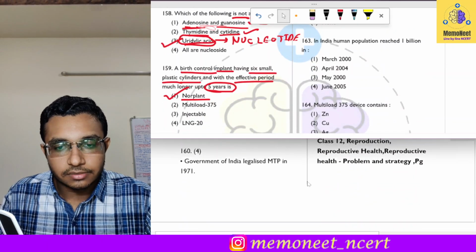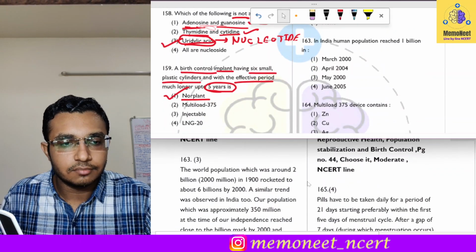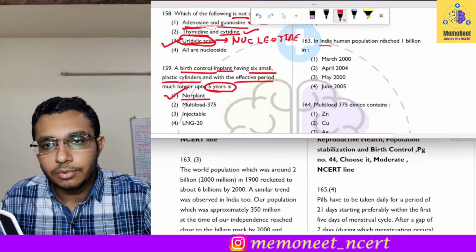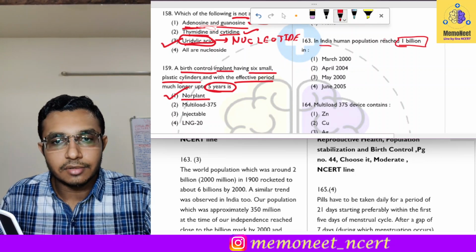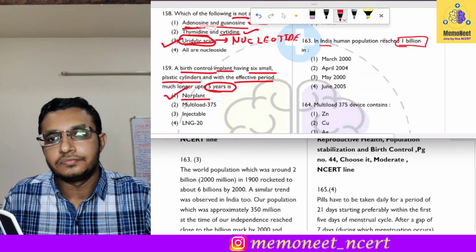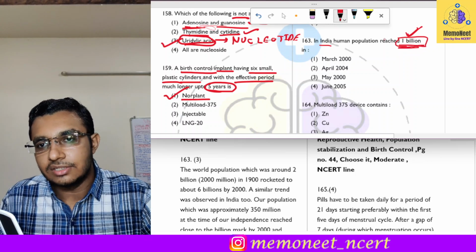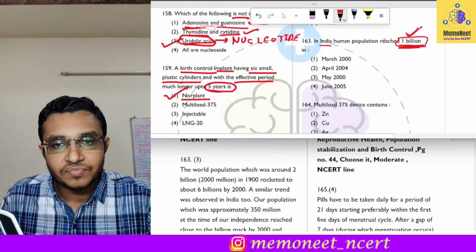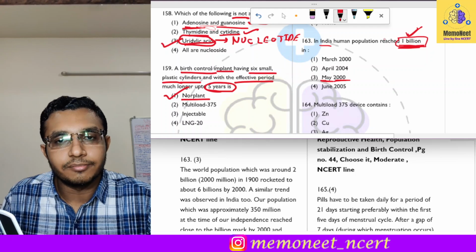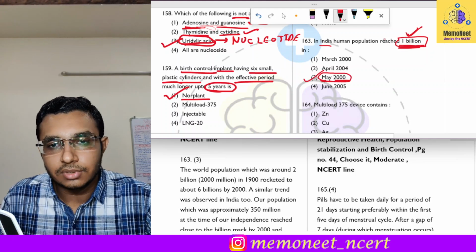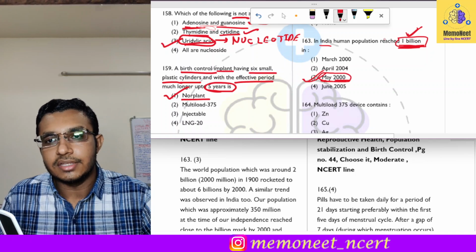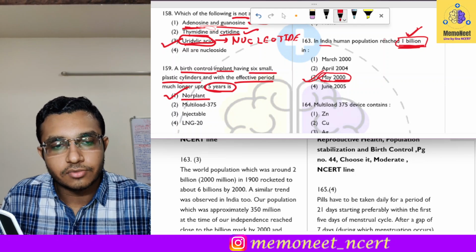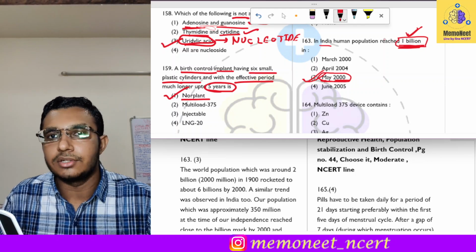Moving on to the next question, that is question number 163. It states that in India, the human population reached 1 billion in which month and which year? India achieved this milestone of 1 billion population in the year 2000 and in the month of May. So in the month of May 2000, India reached the population of 1 billion people. The correct answer of this question is option 3, that is May 2000.